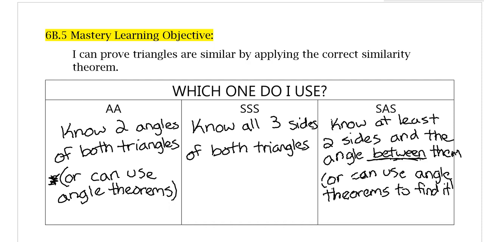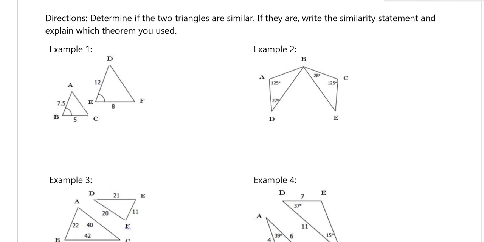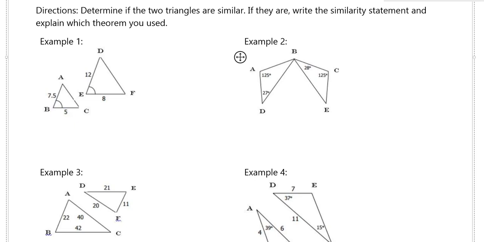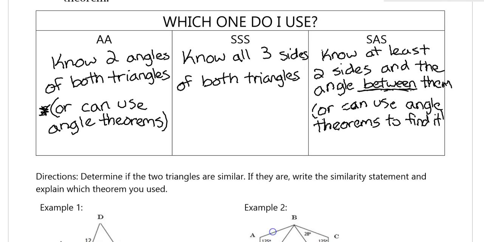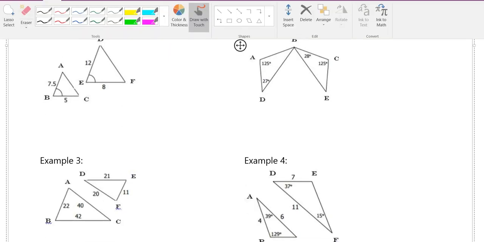Okay. So let's look at just a bunch of examples for these. Again, we're determining if the two triangles are similar. If they are, write the similarity statement and explain which theorem you used. Looking at example 1, I have this triangle here, 7.5, 5, and an angle, and then 12, 8, and an angle. I have two sides and one of my angles. Which of these am I going to use? I know at least two sides and the angle between them. Looks like I'm going to use side, angle, side.